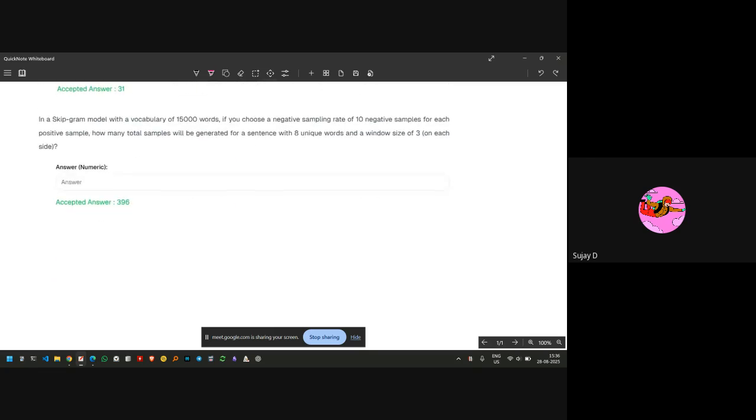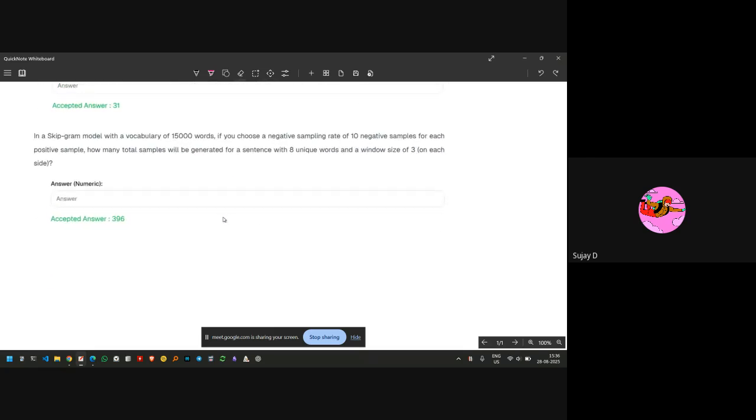Okay, next question. In the skip-gram model with a vocabulary of 15,000 words, if you choose a negative sampling rate of 10 negative samples for each positive sample, how many total samples will be generated for a sentence with 8 unique words and a window size of 3 on each side? Okay, 8 unique words: W1, W2, W3, W4, W5, W6, W7, W8.